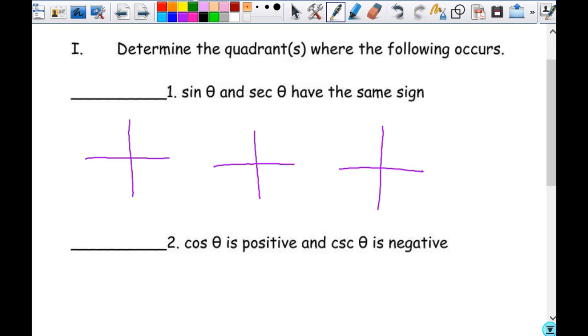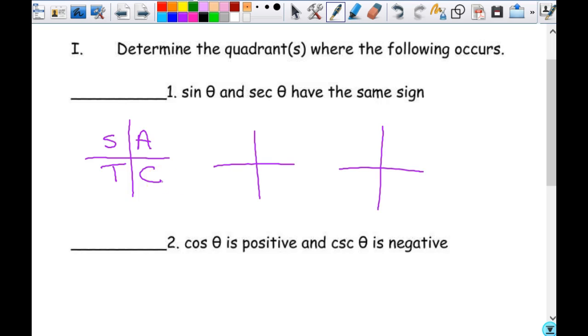In general, for whether these ratios are positive or negative, remember I gave that little mnemonic of All Students Take Calculus, which means in quadrant 1, they're all positive. In quadrant 2, sine and its reciprocal, which is what? What's the reciprocal of sine? Cosecant. Those are both positive. Tangent and cotangent are positive. Cosine and secant are positive. Okay, so that's what that means.